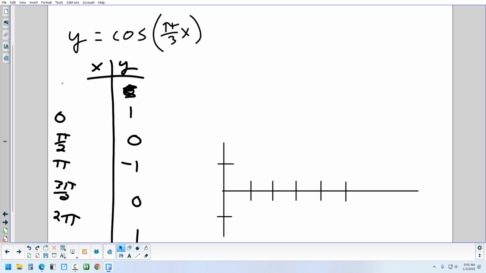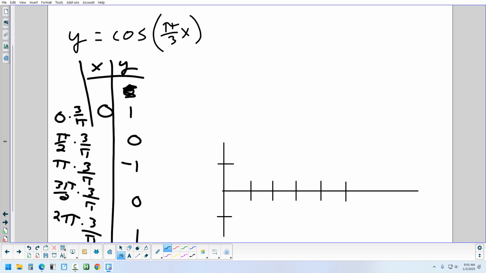Now, what am I going to do to all those x's? Divide by pi over 3, or, yeah? Multiply by 3 over pi. Yes, let's think of it as multiplying by 3 over pi. Well, first one is going to be 0. What's going to happen in the second one when I multiply? Pi's cancel, and what am I left with? 3 over 2.